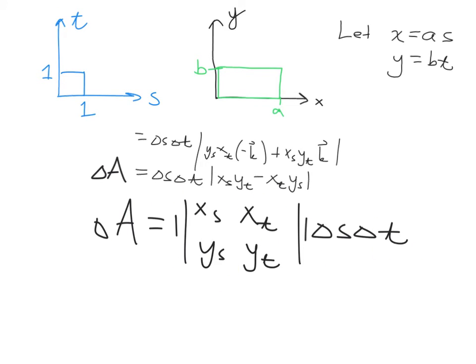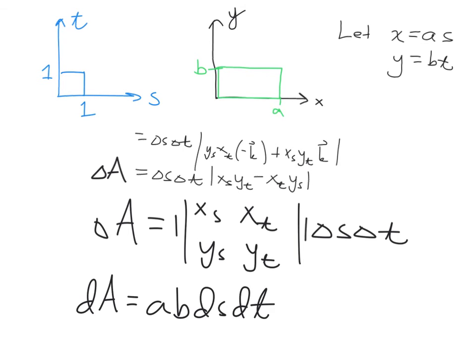We haven't used yet our information about our particular coordinate system. We can go ahead and substitute that in to figure out delta A. For our particular coordinate system, x sub s is a, x sub t is 0, y sub s is 0, and y sub t is b. And so for our new coordinates, dA is equal to ab ds dt.